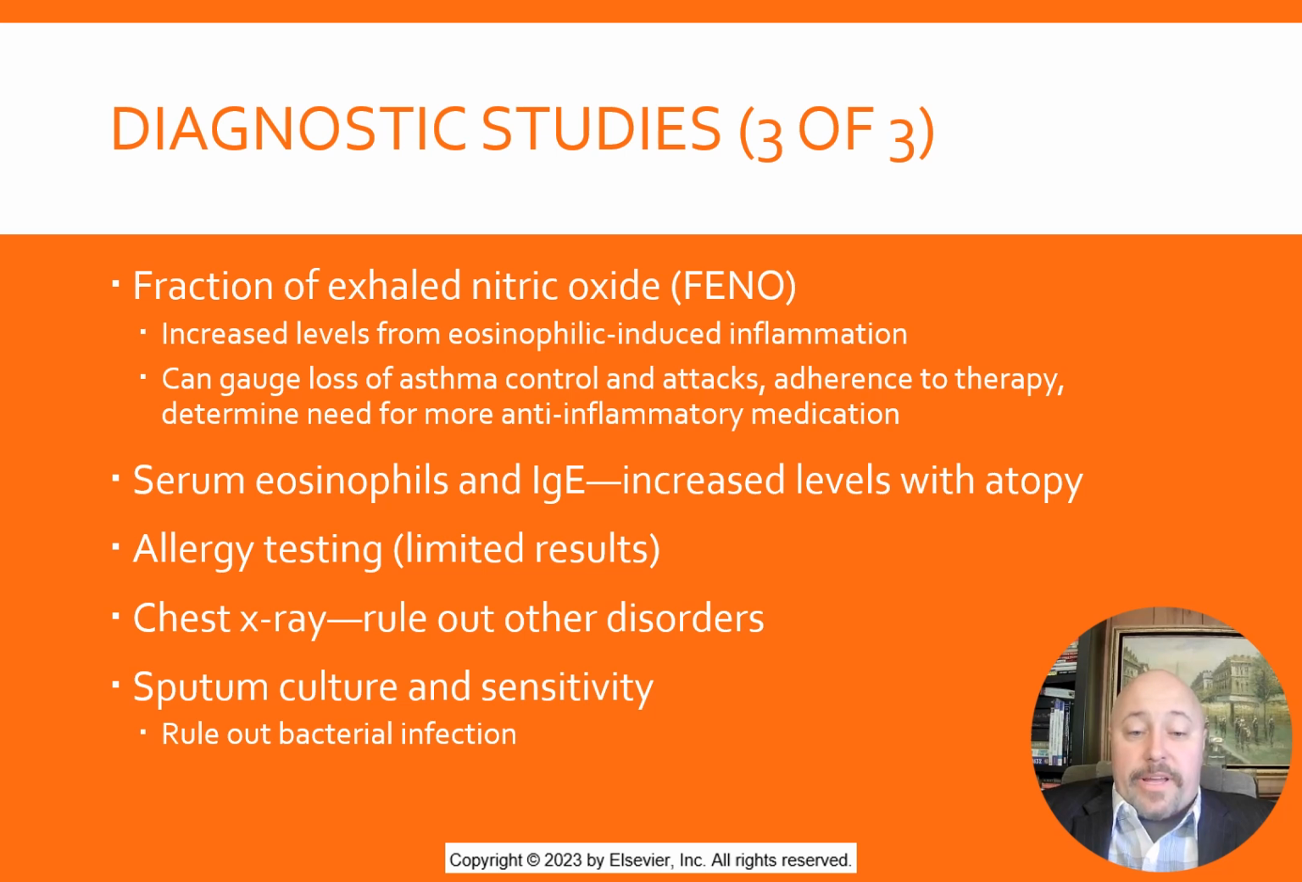Other assessments may include the fraction of exhaled nitric oxide. In this case, it shows increased levels of eosinophilic-induced inflammation, and can be used to gauge the loss of asthma control in attacks, as well as the patient's adherence to therapy, and determine the need for more anti-inflammatory medication. This could also be combined with other things such as allergy testing, chest x-rays, and a sputum culture to rule out bacterial infection.